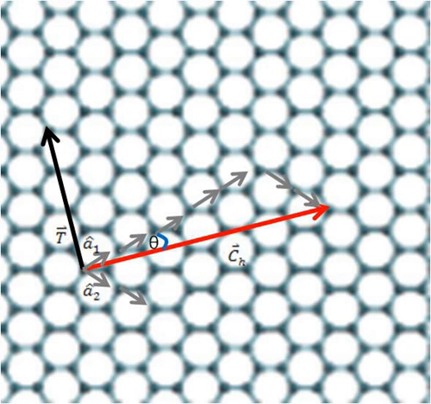Ch equals n a1 plus m a2, which connects two crystallographically equivalent sites of the two-dimensional graphene sheet. Here n and m are integers and a1 and a2 are the unit vectors of the hexagonal honeycomb lattice. Therefore, the structure of any carbon nanotube can be described by an index with a pair of integers (n, m) that define its chiral vector.